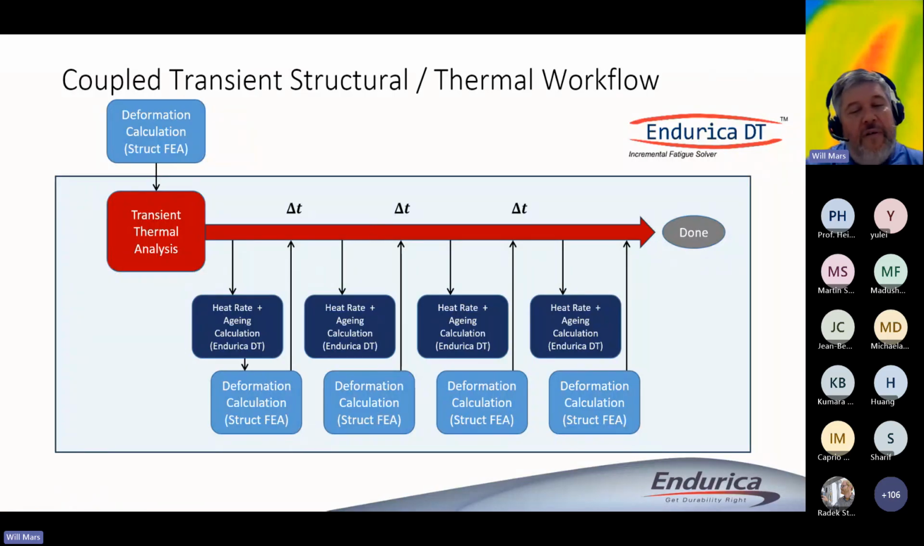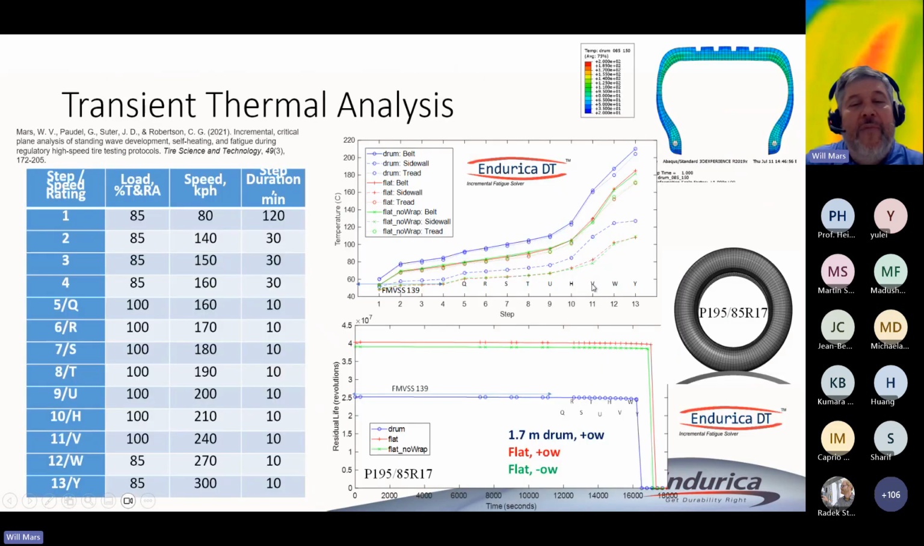The third level for self-heating would be fully transient, and the Endurica tools can do either coupled or uncoupled. This slide is showing the uncoupled workflow. First, you do the structural analysis, then you start up your transient analysis. You calculate your heat rates for the current moment, and then you update your structural, and then you just update the heat rate, update the structural, and so on. March the solution through time to get to the end. And there's a couple examples that we talk about in the book.